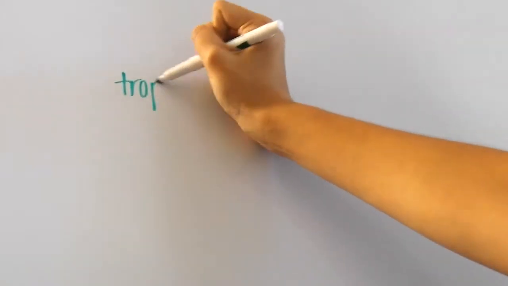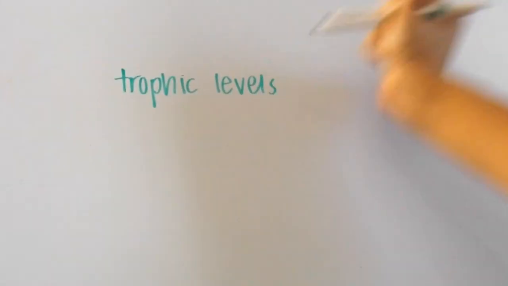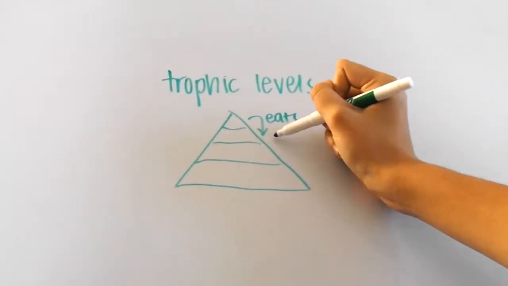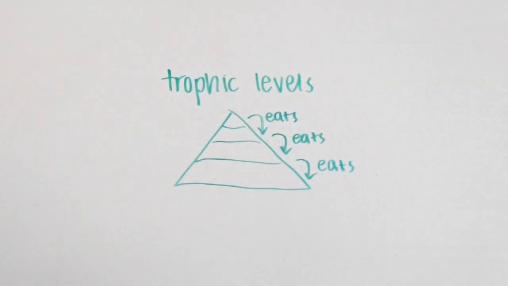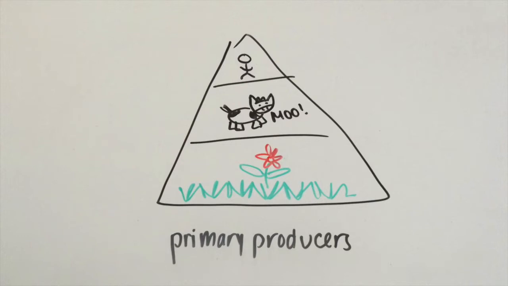Trophic levels are also known as levels of the food chain. Energy moves along the trophic pyramid as organisms eat other organisms below them. Here I've drawn a sample trophic pyramid for you.